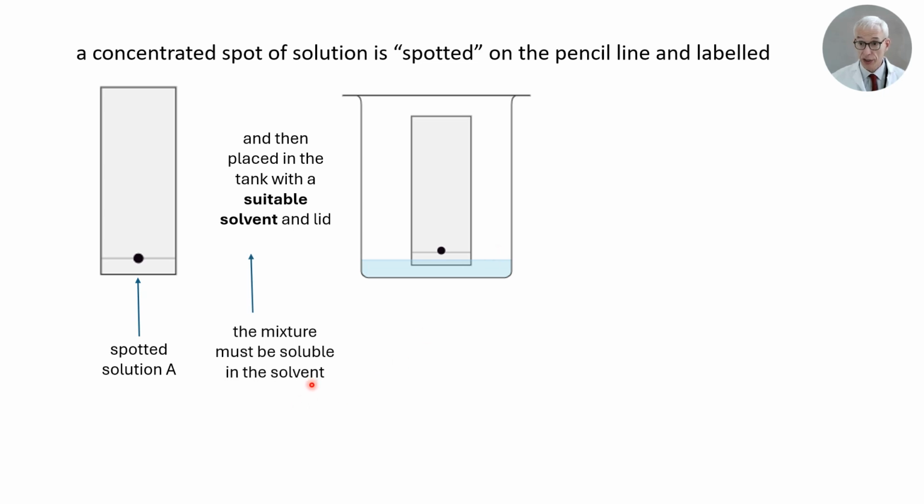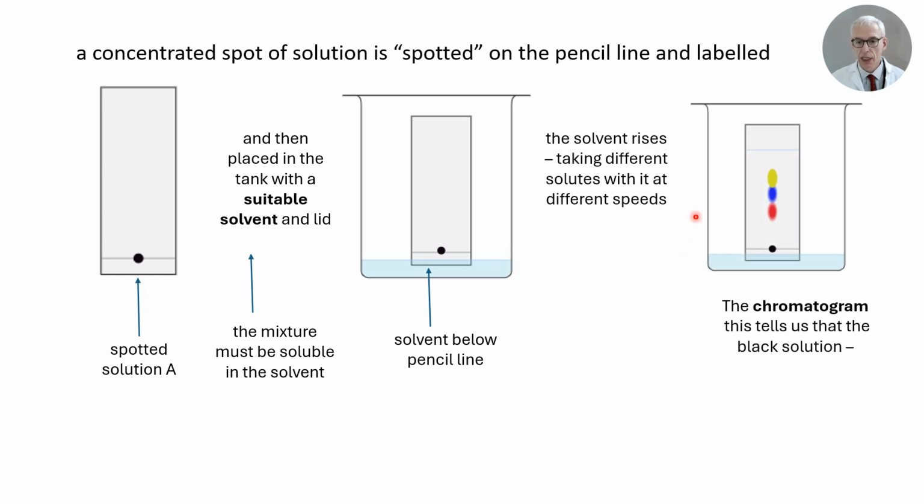Two things about the solvent: the mixture must be soluble in the solvent, or chromatography as a process will not work. Secondly, the level of the solvent must be below the pencil line. The solvent rises through the chromatography paper, of course, and it takes different solutes with it at different speeds.